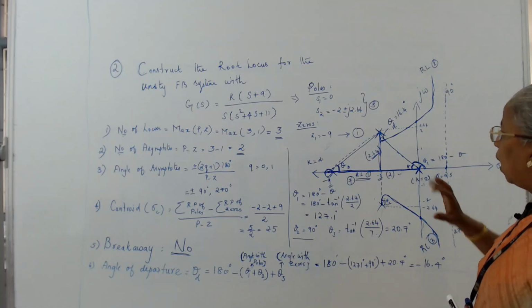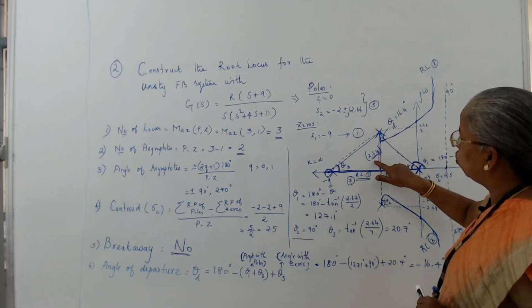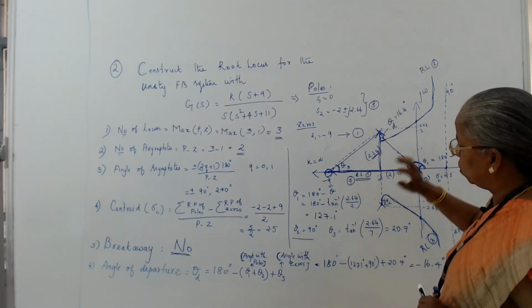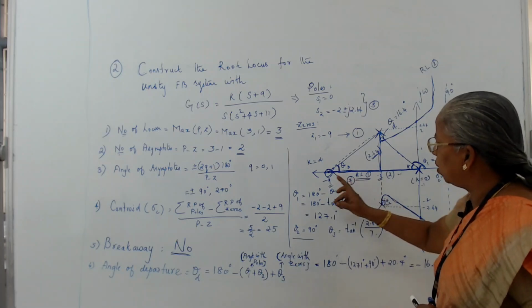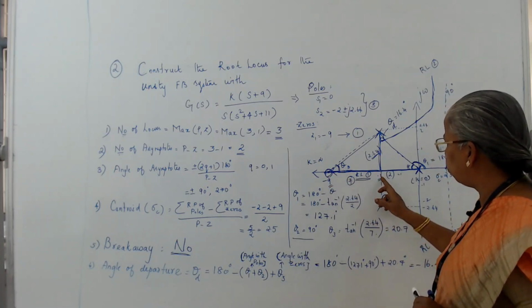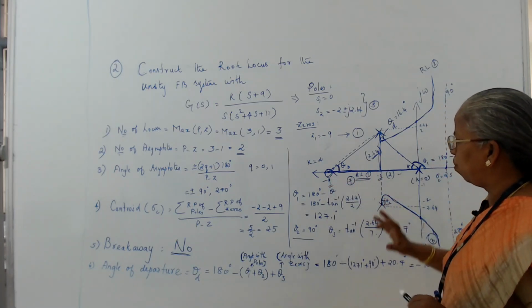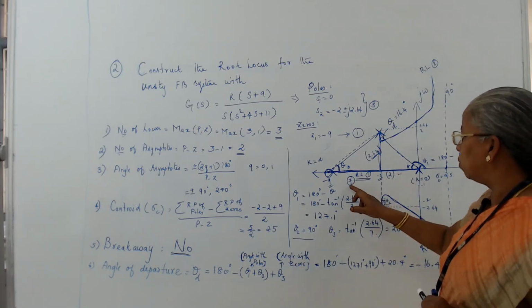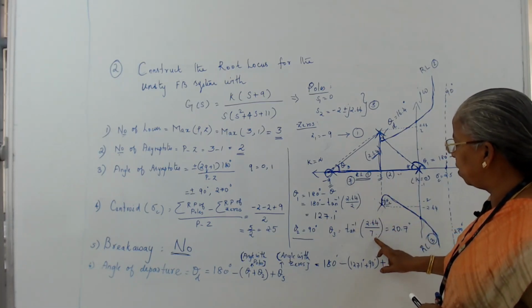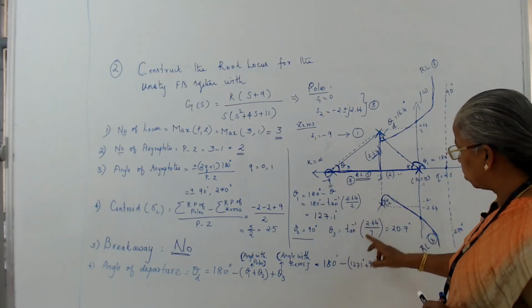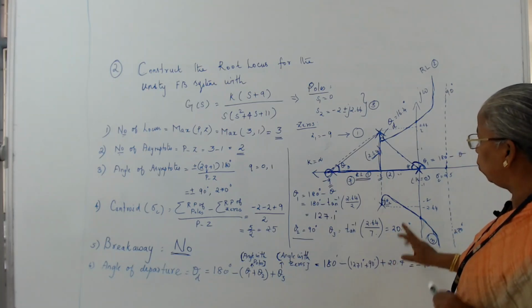What is that height value? That is 2.64, so that is my opposite side. What is the adjacent side? Starting from -9 to -2, the difference is 7. So 2.64 by 7. Theta 3 is tan inverse of 2.64 by 7, that is equal to 20.7.